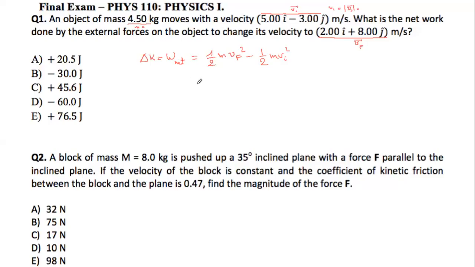So the net work that I'm asking you is just half of the mass times v final squared minus v initial squared. V final being the final speed squared. So what is v final squared? V final squared is just 2 squared plus 8 squared, okay? I'm calculating the magnitude and I'm taking the square. So this is v final squared. What is v initial squared? V initial squared is the speed squared. So basically it will be 5 squared minus 3 squared.